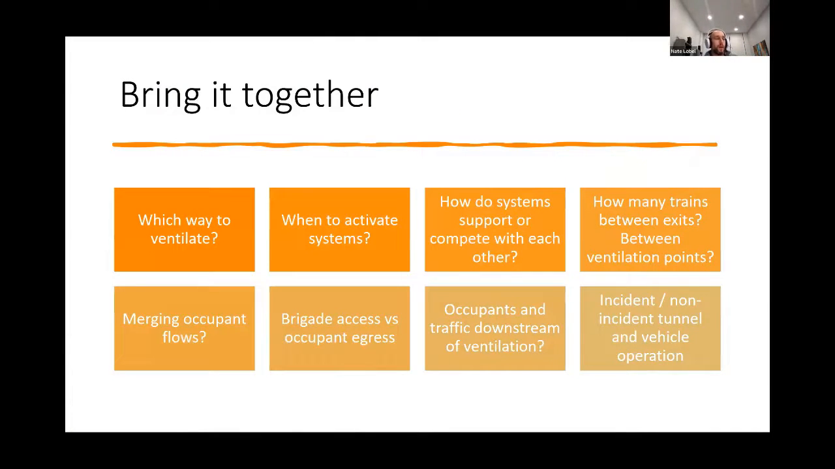So I just went through all the systems individually. If we try to bring it all together, there are lots of questions that need to be answered when we're thinking about these together. I've already mentioned that which way you ventilate, if you're using longitudinal, is really important. That can be based off where a fire is in a vehicle, but also where the exits are, and how easy it will be for people to reach an exit. There's also the question of when to activate systems, particularly ventilation.